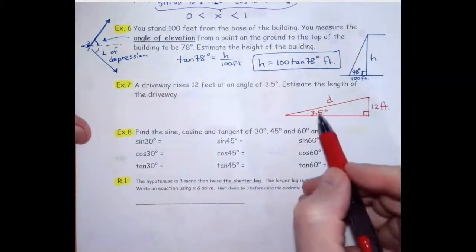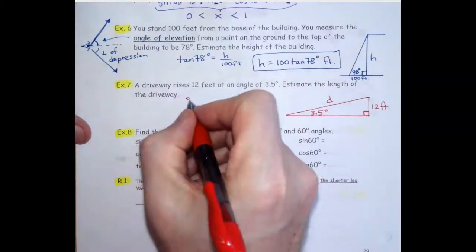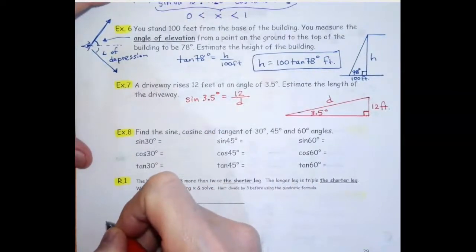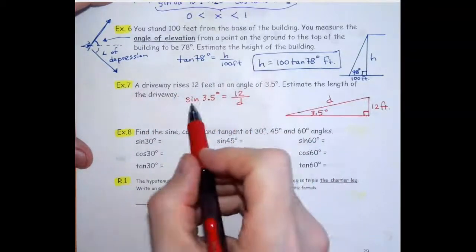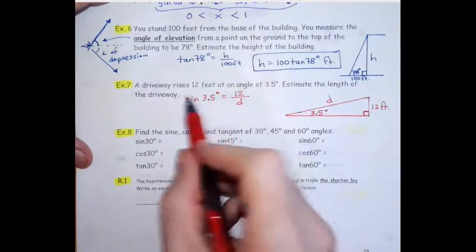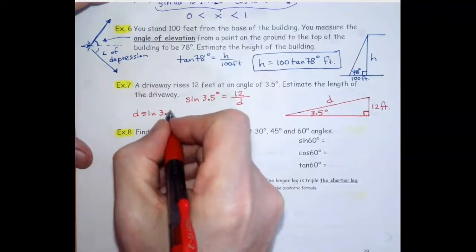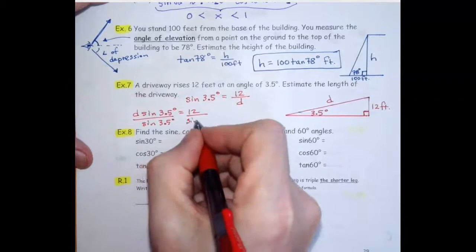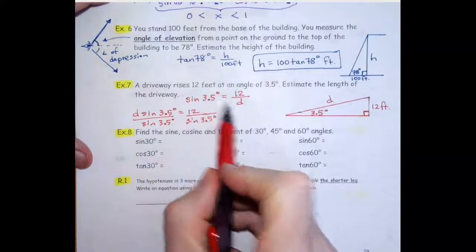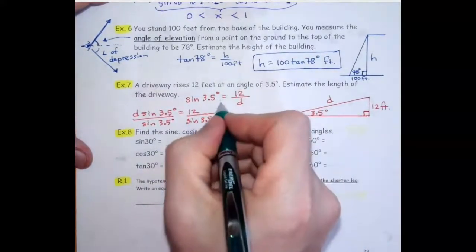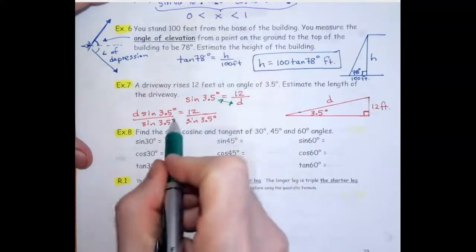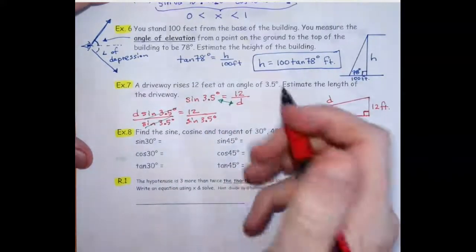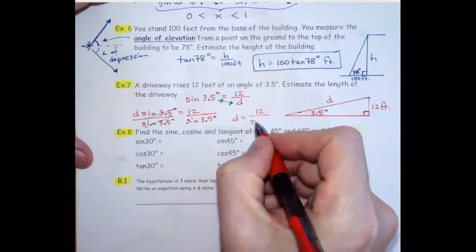So now we want to look at the things we have here. So we have opposite and hypotenuse. So opposite hypotenuse is sine. So we have the sine of 3.5 degrees equals the opposite over the length of the driveway. Okay, so what we're going to do here is, we want d, the variable, to not be in the denominator. So we're going to multiply both sides by d. And then we're trying to get d by itself, so we would divide both sides by the sine of 3.5. Now, a little bit easier way to memorize that: if the variable's in the denominator, you're basically just switching these two things. So we ended up with d equals 12 over the sine of 3.5. And then don't forget the feet.